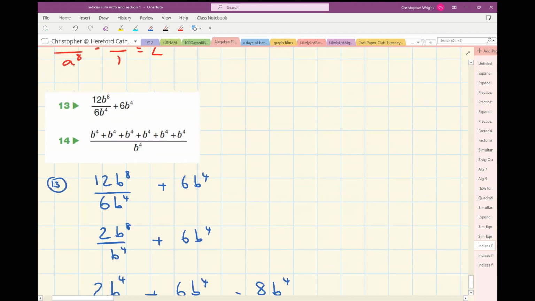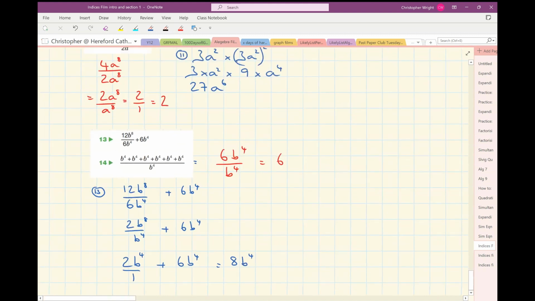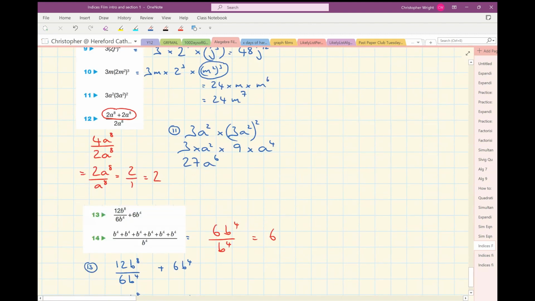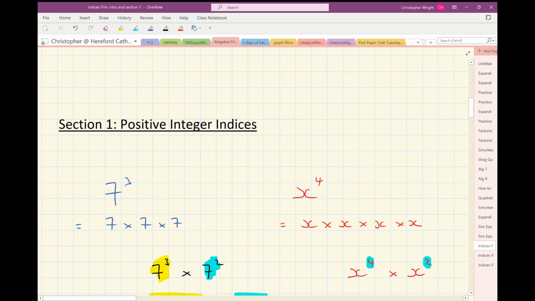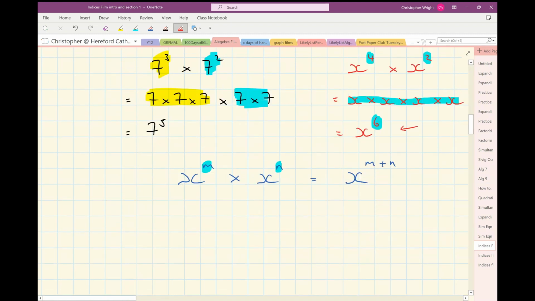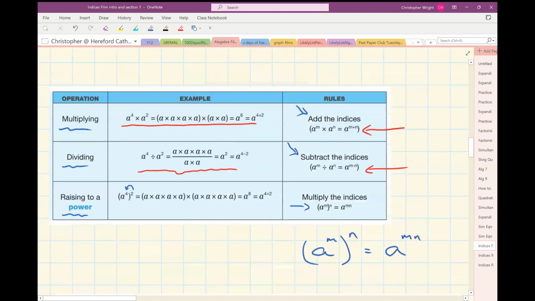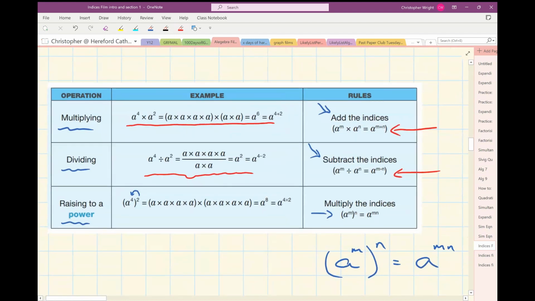And lastly, number 14. Let's look at the numerator, the top of this fraction here. b to the 4 plus b to the 4 plus b to the 4 plus b to the 4 plus b to the 4 plus b to the 4. That is 6b to the 4 divided by b to the 4. Gives me an answer of 6. And that is the end of section 1. And that was all about dealing with positive integer indices and about applying these three rules here.